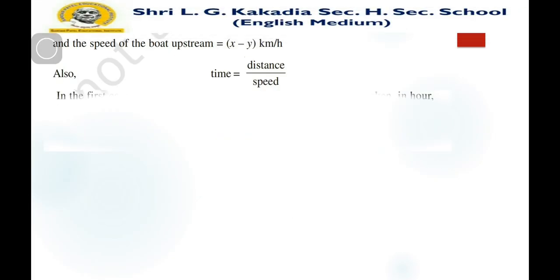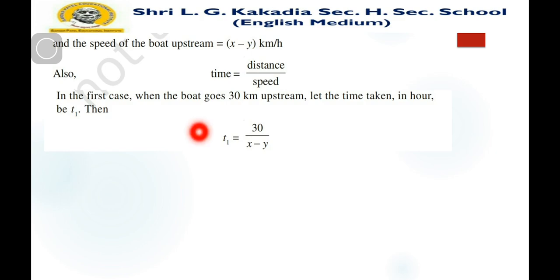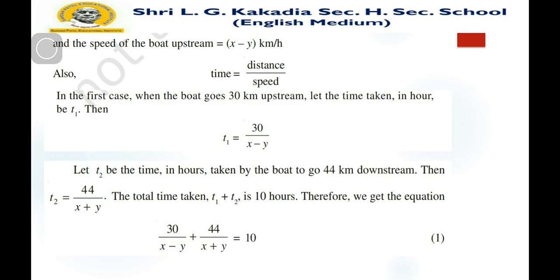In the first case, the boat goes 30 km upstream. Let the time taken in hours be t1. We assume that time is t1. Then t1 is equal to 30 by x minus y. It is for upstream. As well as, let t2 be the time in hours taken by the boat to go 44 km downstream. Then t2 is equal to 44 upon x plus y.